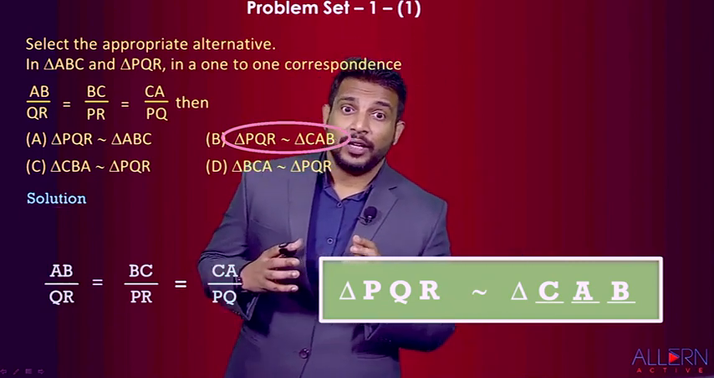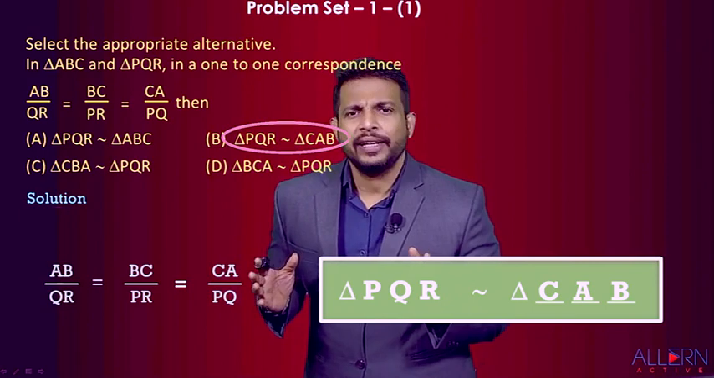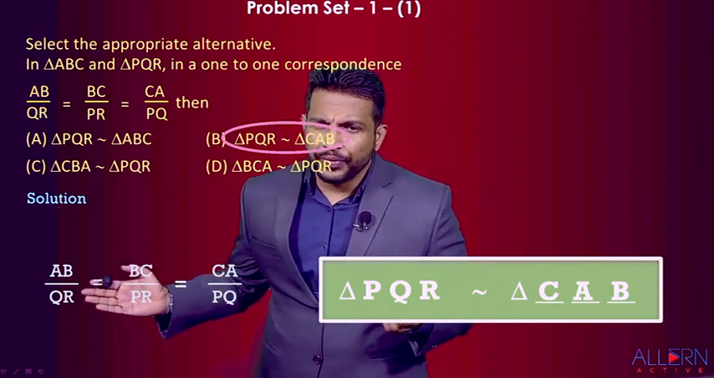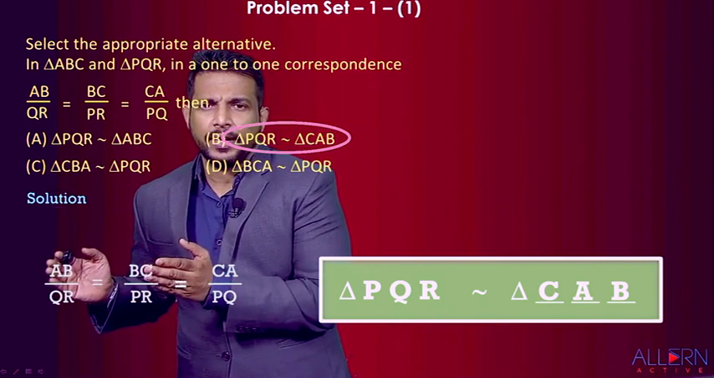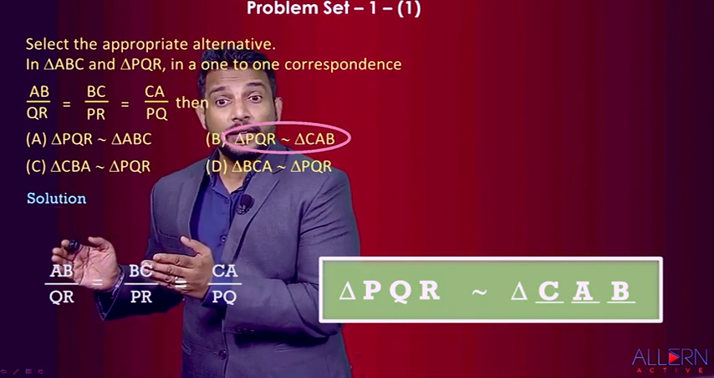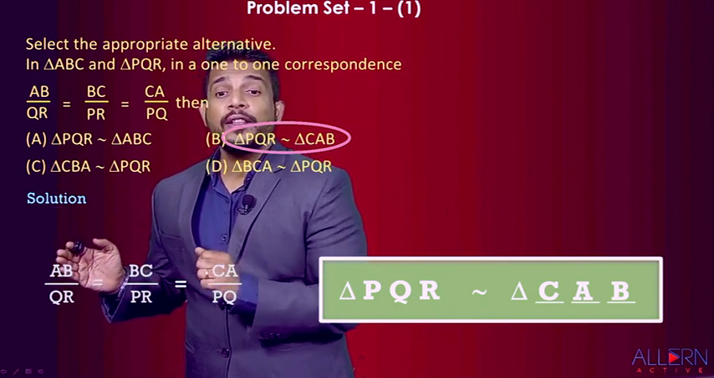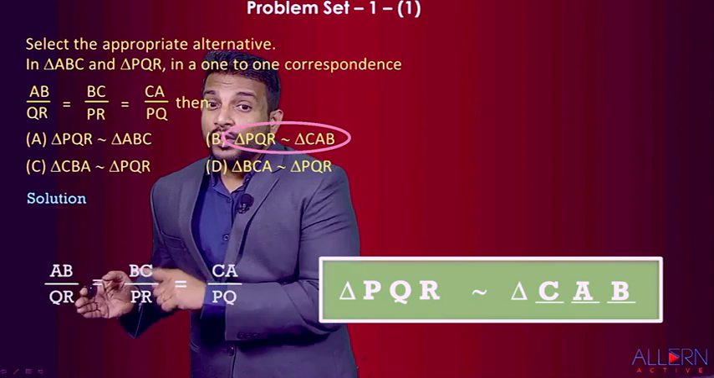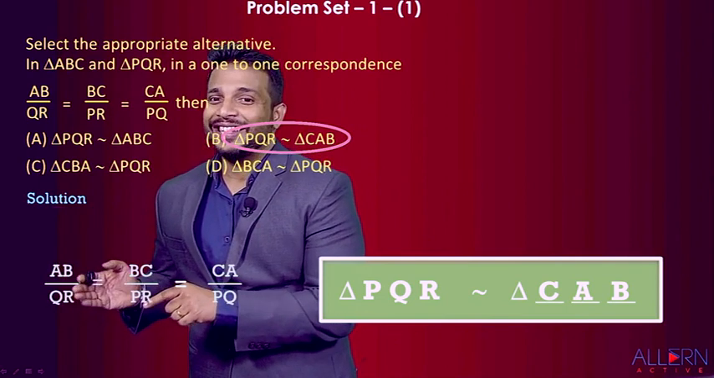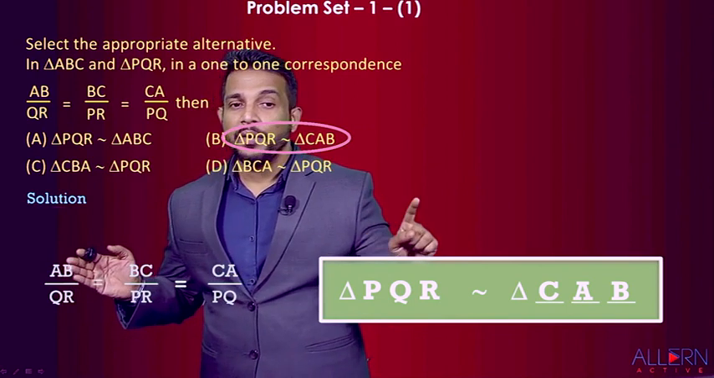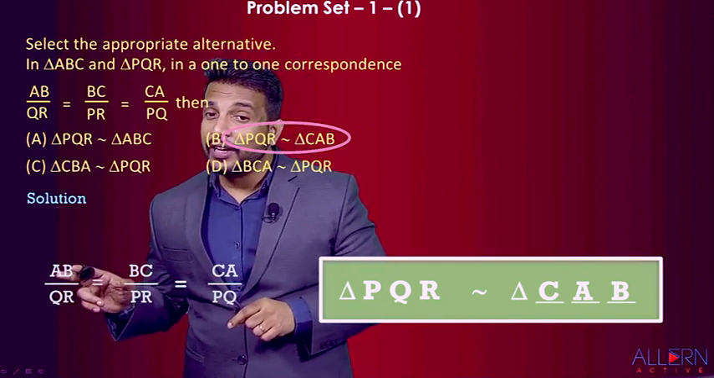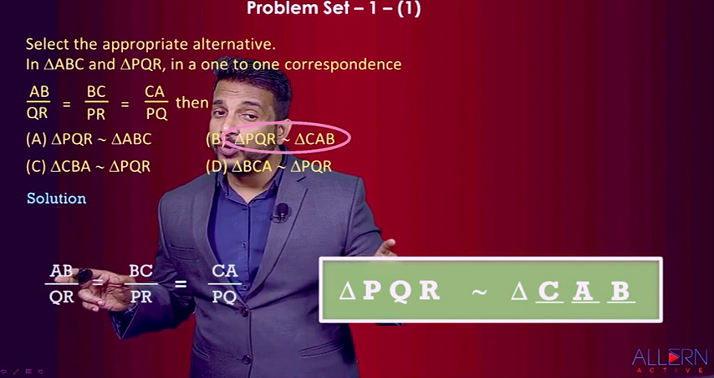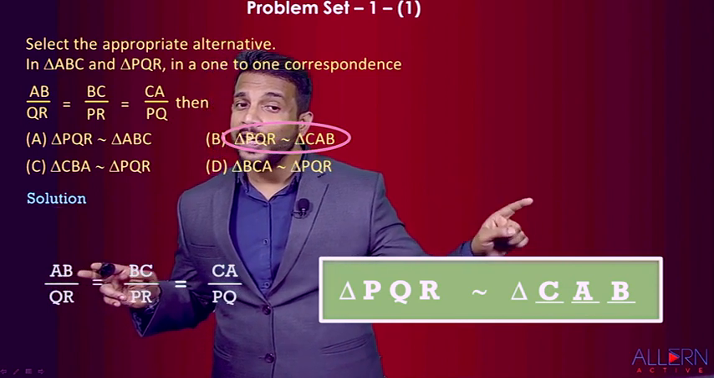But there is one more method, if you remember, a very easy method. That's the easiest one rather. Pick up any two ratios which are equal. Suppose I pick up the first and the second here. See very carefully, what is common in the numerator? B. What is common in the denominator? R. That means B corresponds to R. Check. R and B correspond to each other, isn't it? Yes. And what is left here? A and Q. A corresponds to Q. See, Q and A correspond to each other.